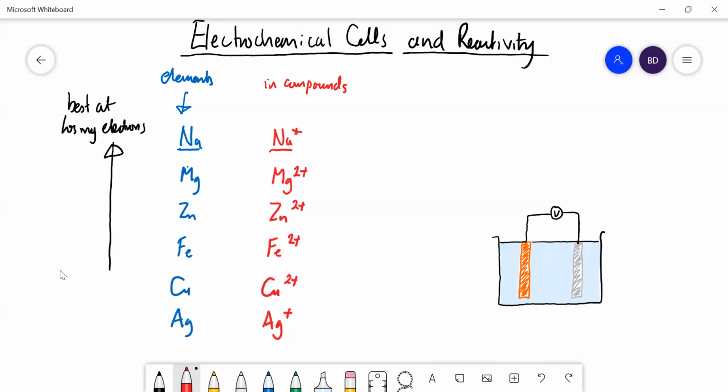Whereas silver, that Ag+ down at the bottom, because silver metal is not very good at losing electrons, that means that Ag+ is actually reasonably good at accepting electrons. So I'm going to write down that way, okay? Best at accepting electrons.